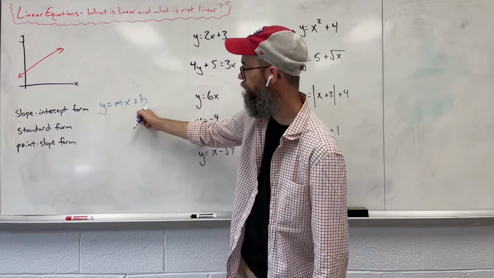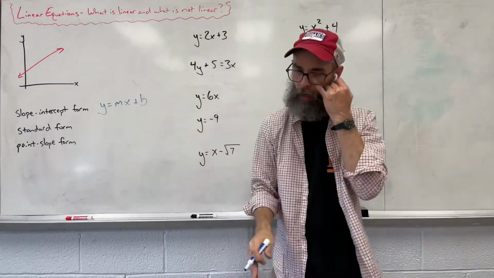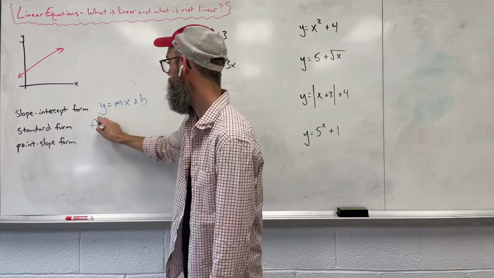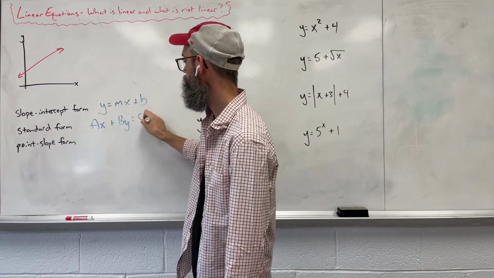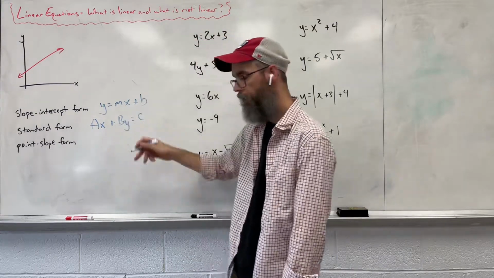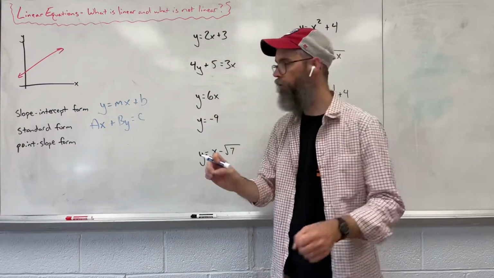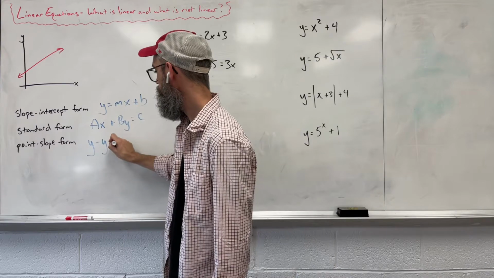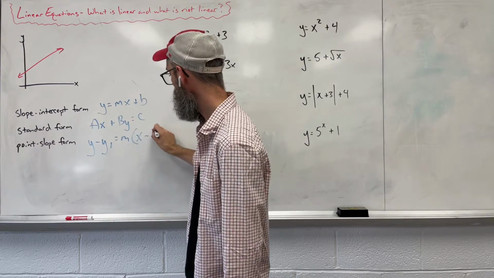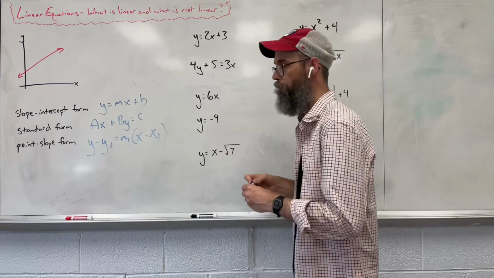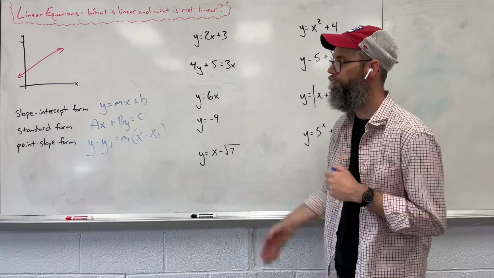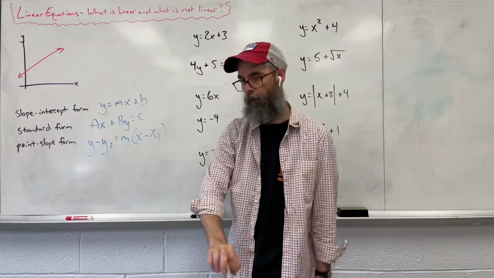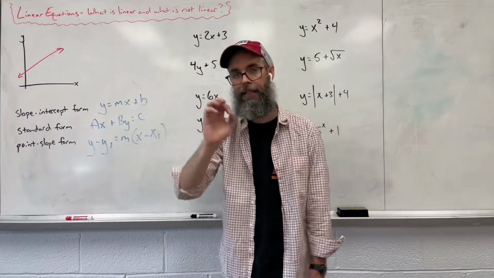M is a number, b is a number, x and y will always stay x and y as variables. Another way is standard form, which looks like ax plus by equals c. In this case, a, b, and c are all numbers. x and y stay those variables. And then you have something called point slope, y minus y1 equals m times x minus x1. Maybe not as common, but still just as relevant. m, x1, y1 are all numbers. x and y stay as those variables.